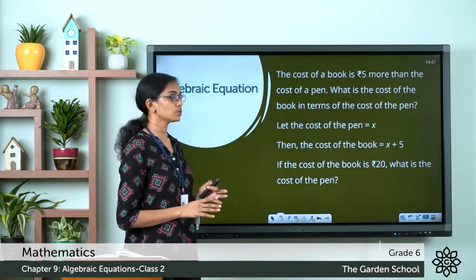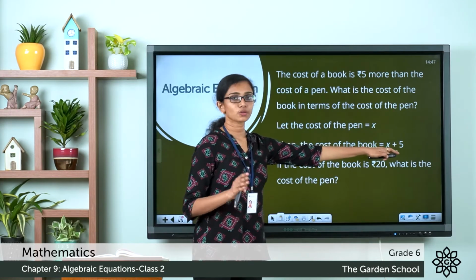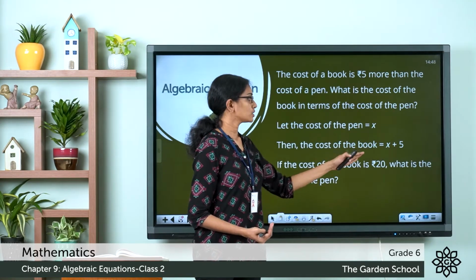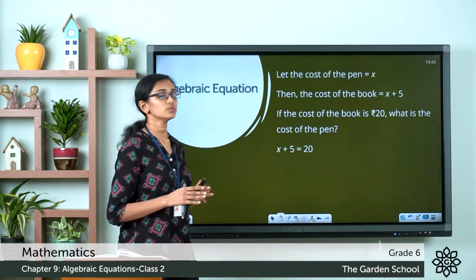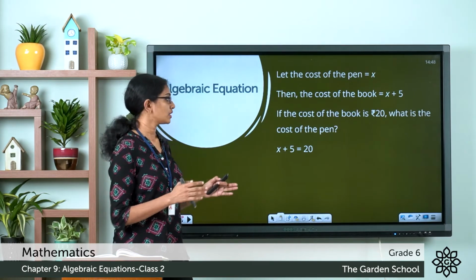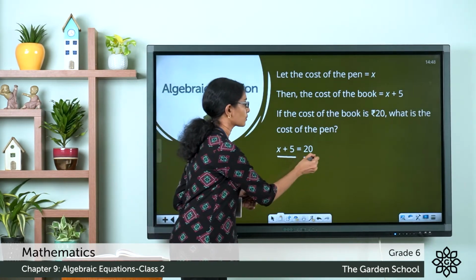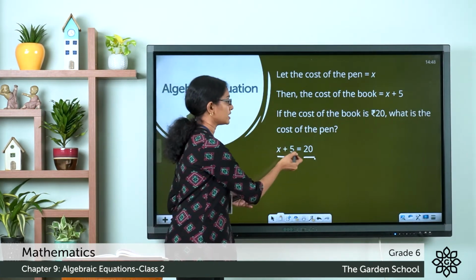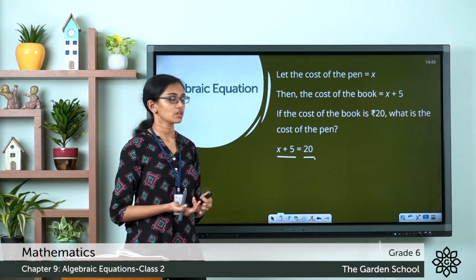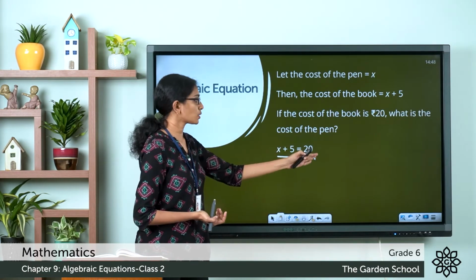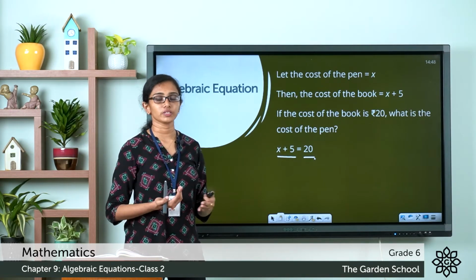So now, we are going to imply a condition for this expression. This expression represents the cost of the book. Now we are given that the cost of the book is 20, which means x plus 5 becomes equal to 20. So here we have equated the expression x plus 5 to the value or the numeral 20 with an equal to sign. So what you have here is an algebraic equation. So an expression equated to a condition with an equal to sign, that's called an algebraic equation.